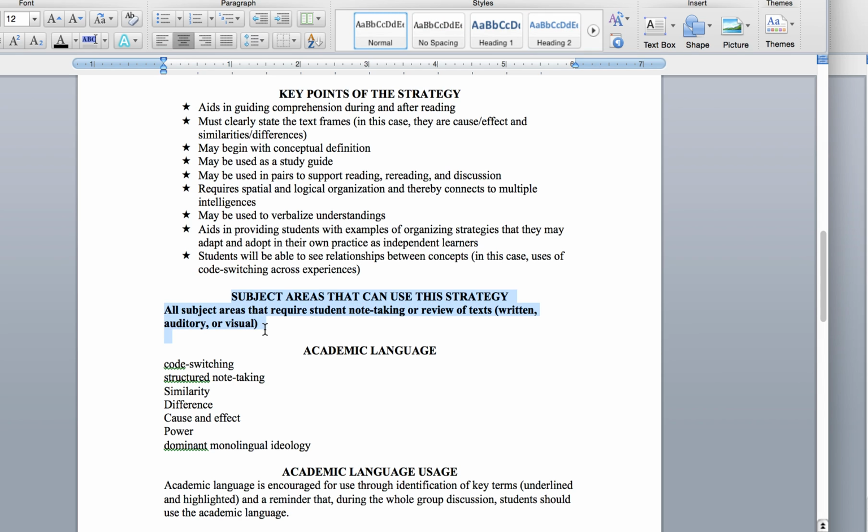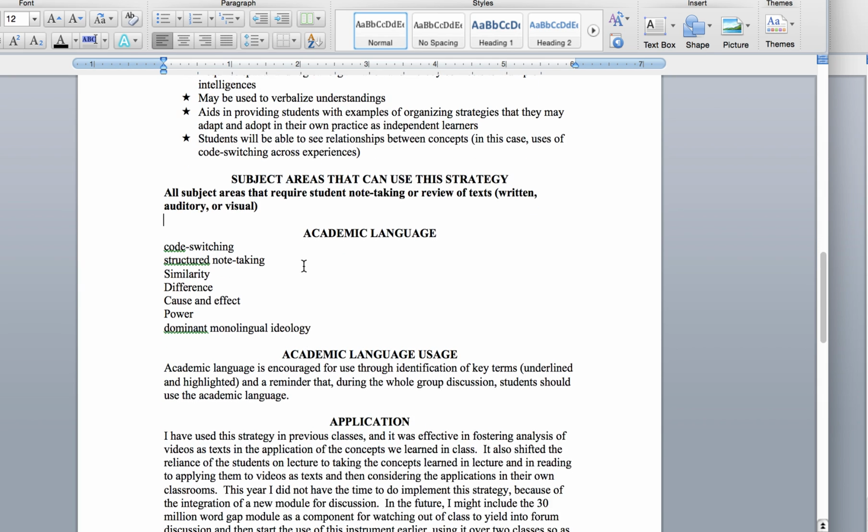Another part of the requirements of the task is that you identify the subject areas that can use the strategy. In this case, it's all subject areas that require student note-taking or review of text. So for a PE class that does not require note-taking, this would not be a good strategy. But even in a music class or an art class or a language class, if there's note-taking involved or a review of text, whether written, auditory, or visual, this could be a strategy that's adapted for a middle or high school classroom. In our case, the academic language is this: code switching.